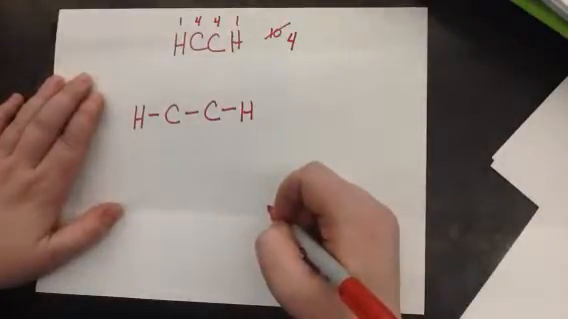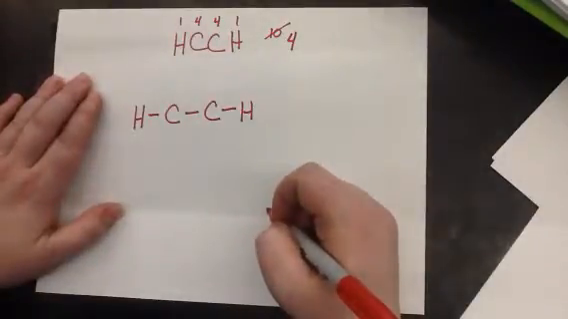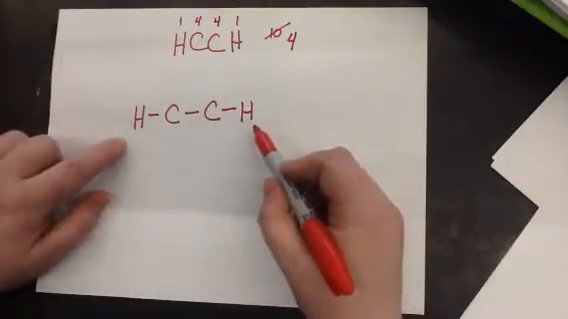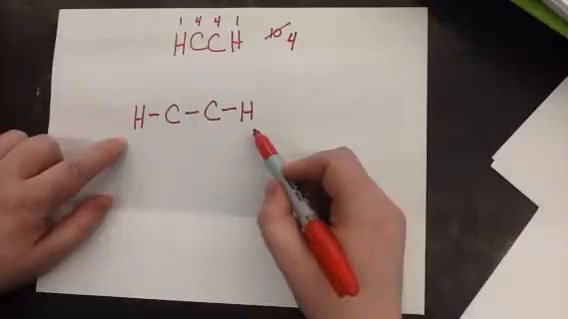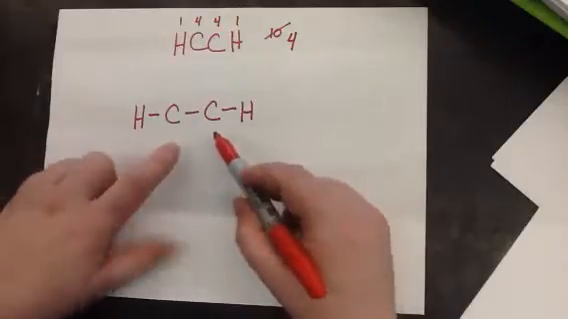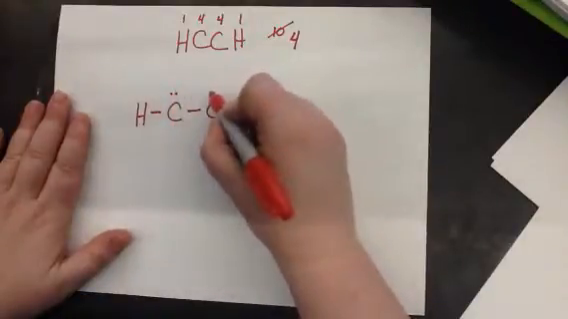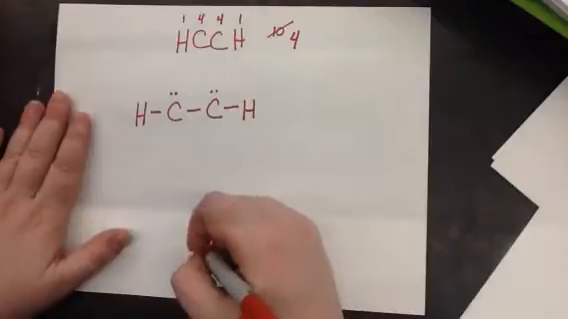Now it says to put the remaining electrons on terminal atoms as needed. The hydrogen does not need any, so we're going to move to the center atoms, and I have 4 electrons, so I'm going to put 2 of them on this carbon, 2 of them on that carbon.